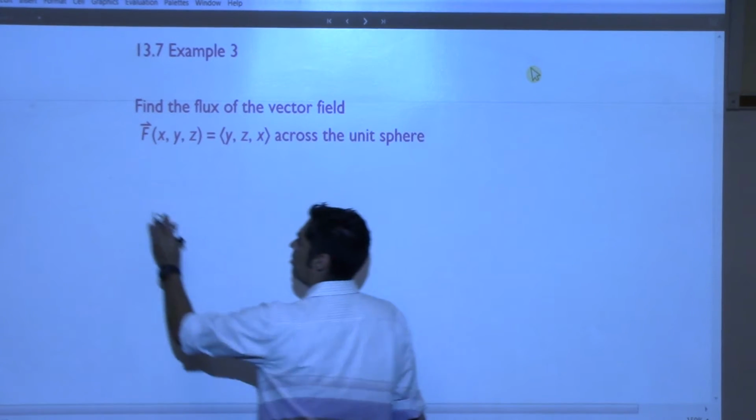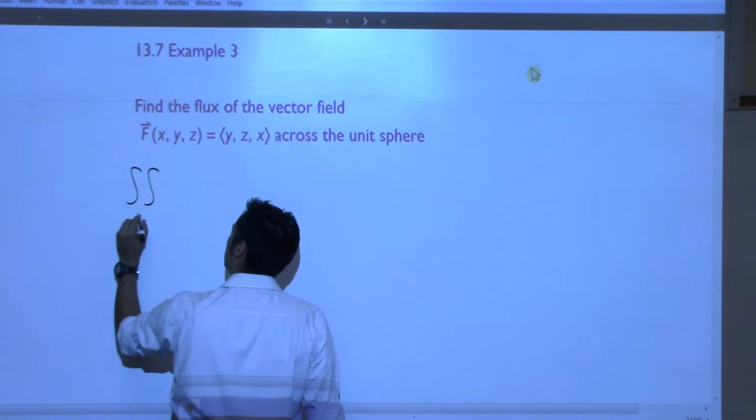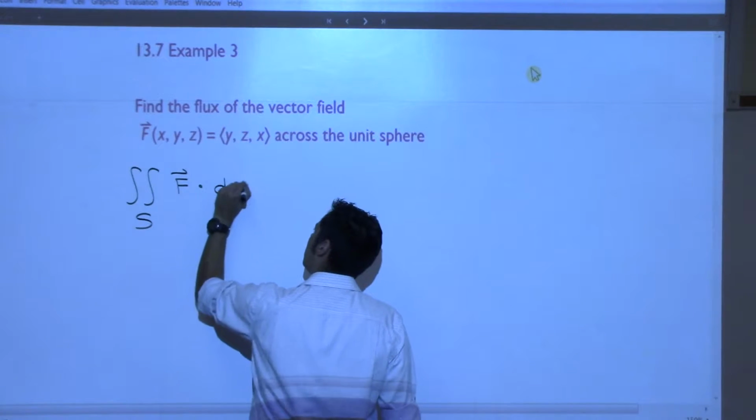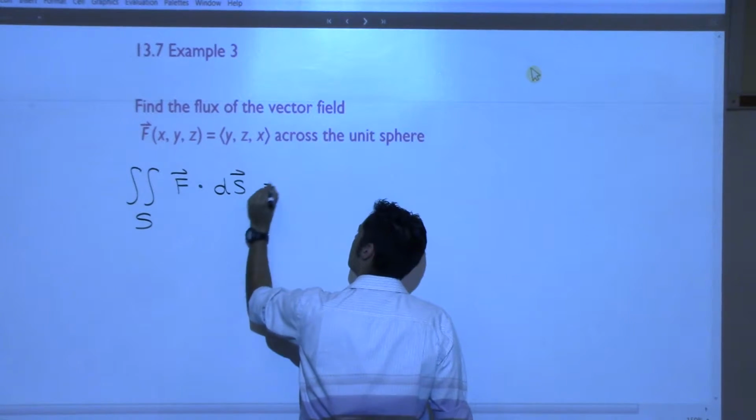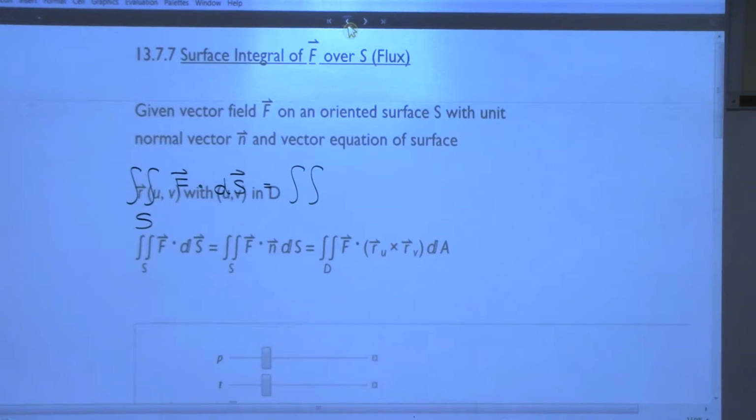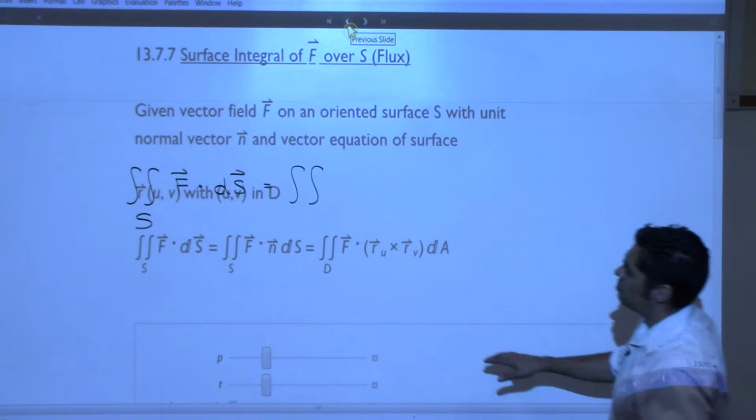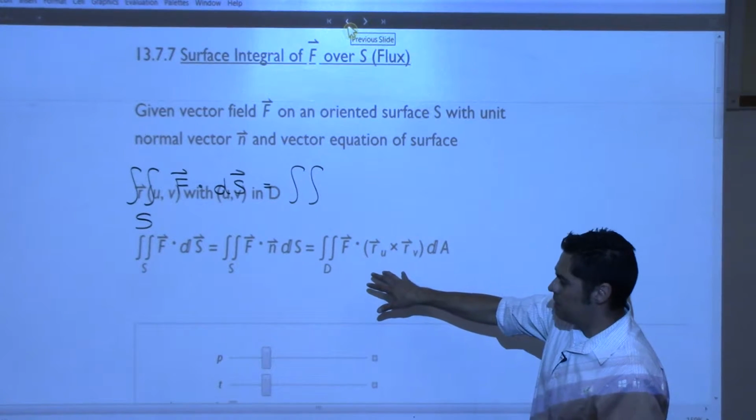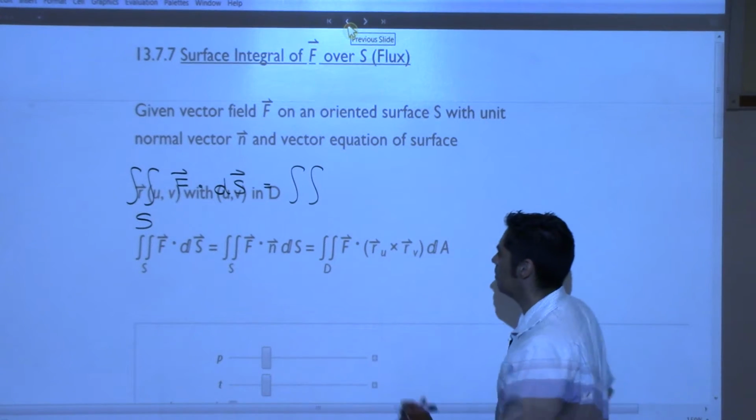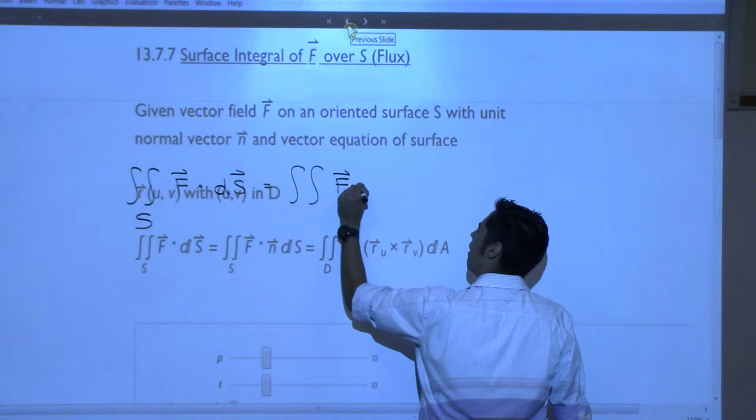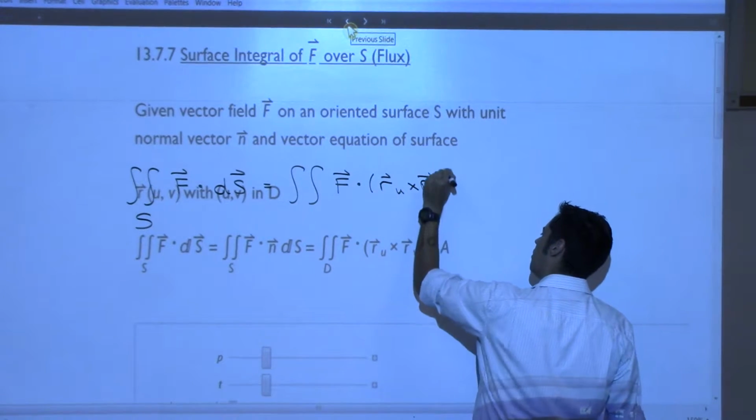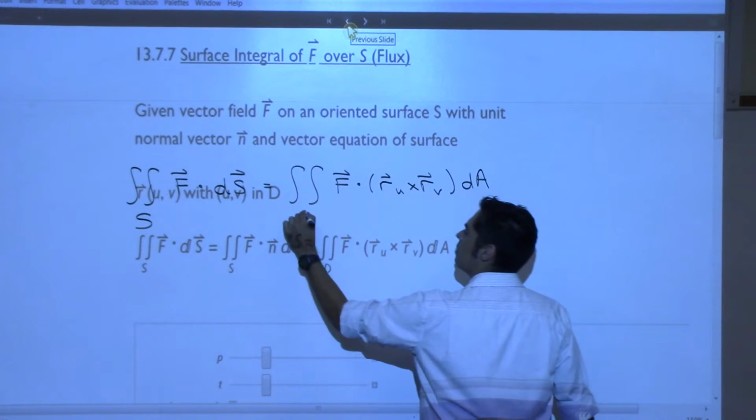So they want flux, right? So here's what I want. Double integral over S of the vector field dotted with dS, which is a double integral, and go back to the formula. I only pointed out one of the two formulas. The one I'm going to use mostly to begin with is this one right here. We will use the other one sometimes. So F dotted with the partial of R with respect to U cross the partial of R with respect to V, dA, and this will be over D.